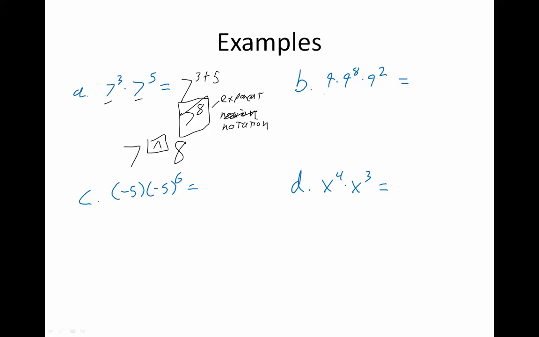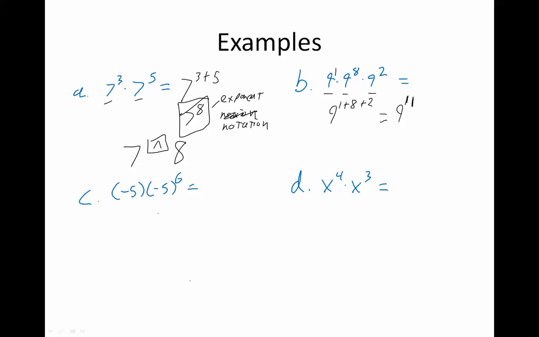How about this one? We have 9 times 9 to the 8th times 9 squared. Well, this is 9 once. So that's an important thing to remember. If you don't see an exponent, there's a 1 there. And then there's 9 to the 8th times 9 squared. This is 9 to the 1 plus 8 plus 2, which is 9 to the 11th. Whoa, that's a funny looking 11.